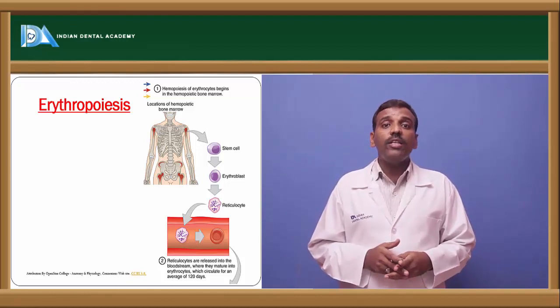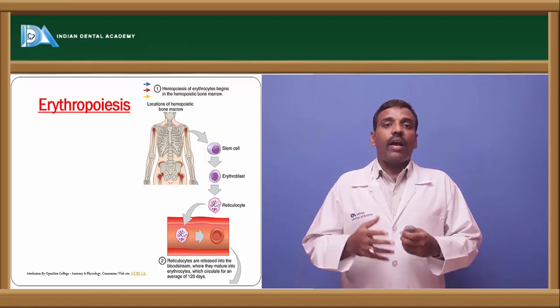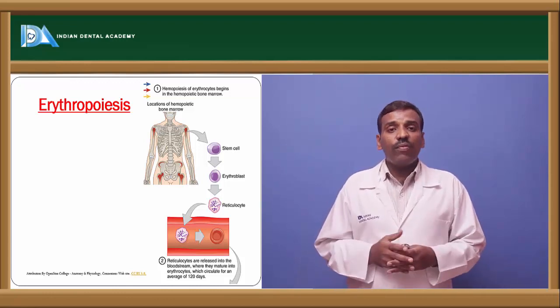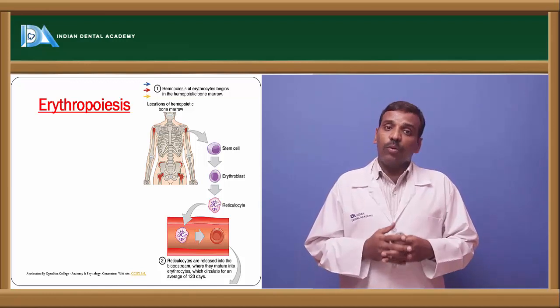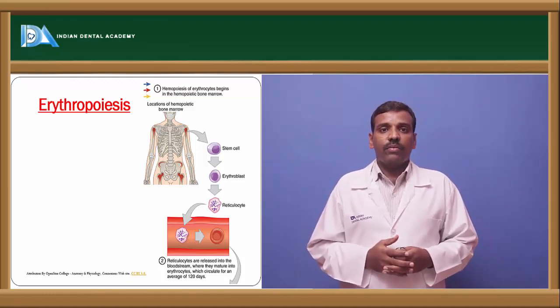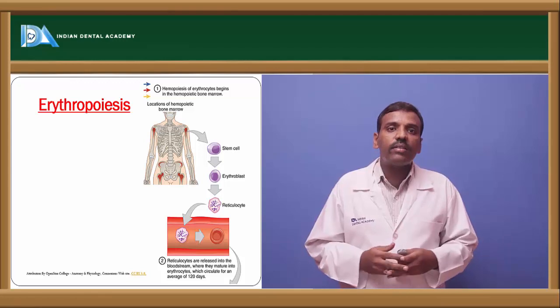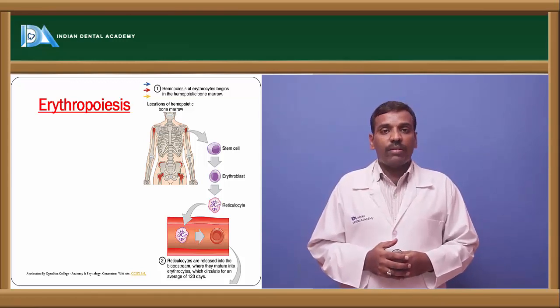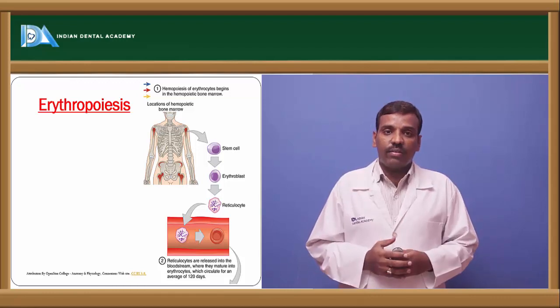This is by the erythropoietin, intrinsic factor and vitamin B12. And the general factors like hypoxia, hypovolemia and anemia influence this erythropoiesis process. The lifespan of the RBCs is about 120 days.